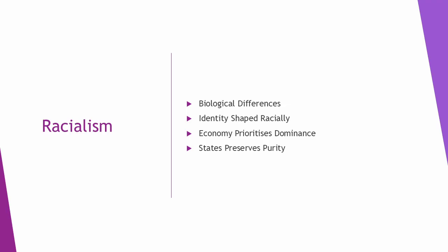Based on the idea of racialism, the nationalist view on society states that society is seen as structured around racial differences and hierarchies. Based on the idea of racialism, the nationalist view on the state states that the state should preserve the purity and dominance of the racial nation.